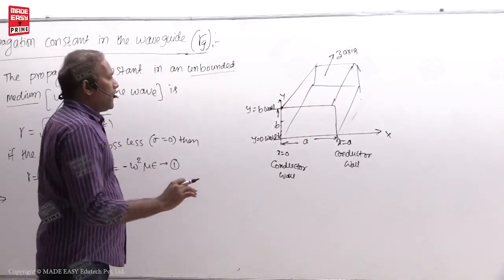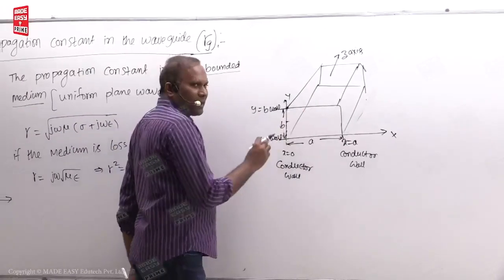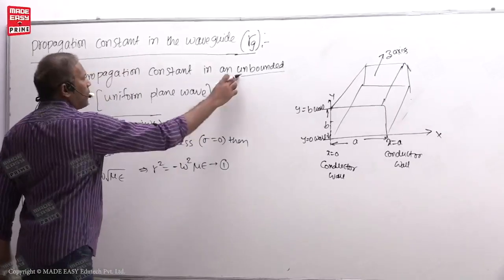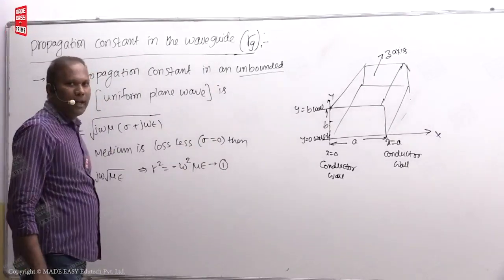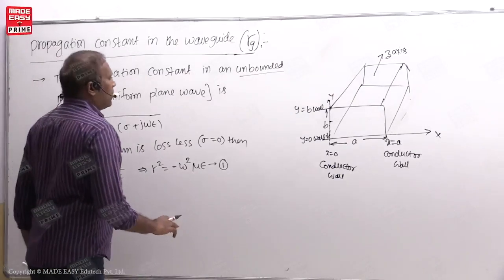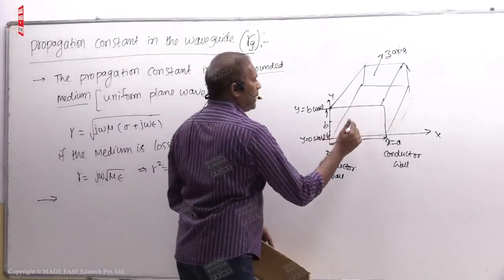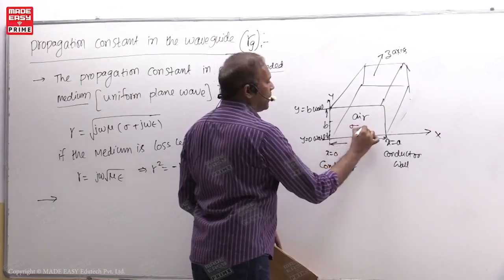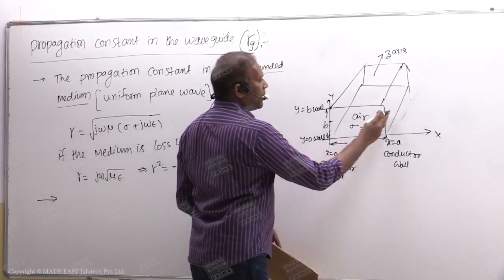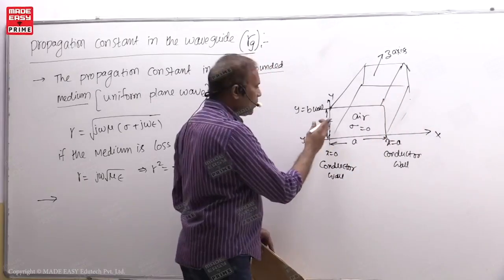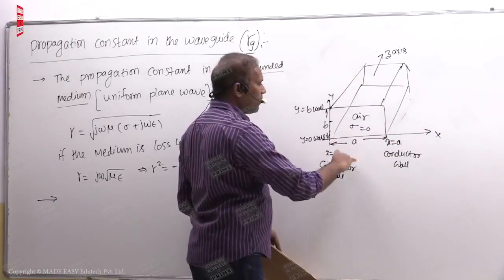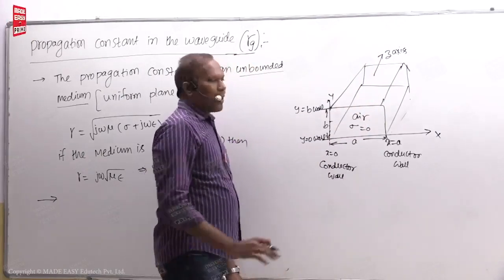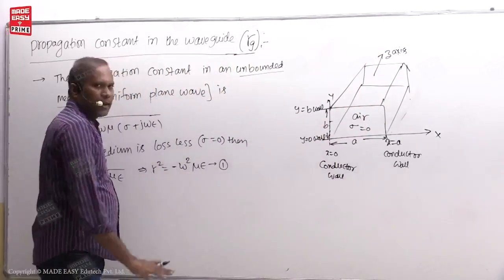So this is a bounded structure, but this equation is valid for an unbounded medium. Now remove here, for example, an air medium is there, let us say. For that medium, sigma is 0, it is a lossless medium. Now remove this conductor, remove this conductor, remove this conductor, remove this conductor. Now it is called an unbounded air medium. For that medium, this is gamma square.